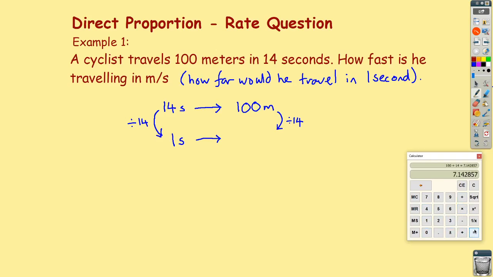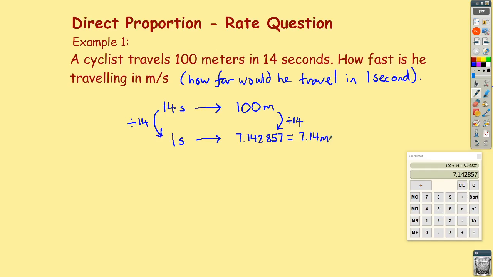It gives us 7.142857. You'd always write down what appears on your calculator first. It's probably okay for us to round this a little bit, so I'm going to round it to 2 decimal places and say that's roughly 7.14 meters.